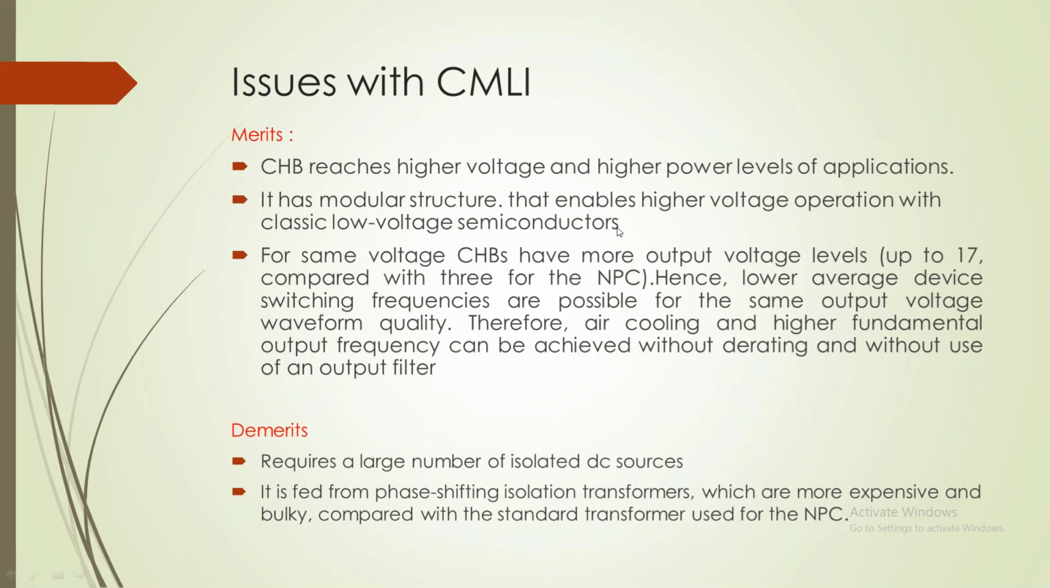For high power levels, cascaded H-bridge has the advantage that I can go for higher levels for the same output voltage, whereas NPC is restricted to 3 levels. But for cascaded H-bridge, I can go for 17 levels, and each switch is going to withstand only one step. So VDC by 16 is the voltage which each switch can withstand. Thereby, I can go for employing a switch of low voltage rating. This is the advantage of cascaded H-bridge.